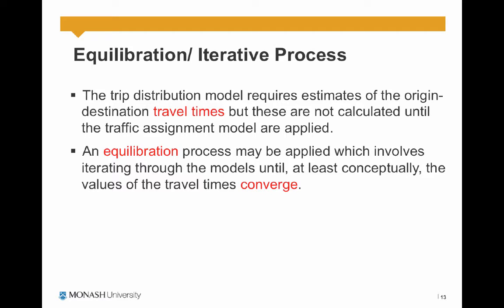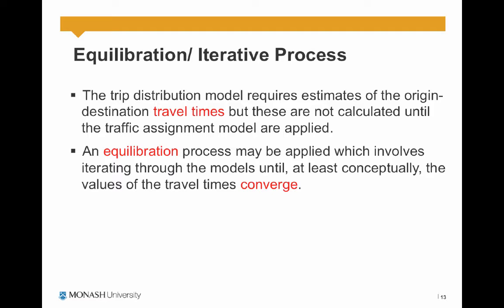One of the inputs of the trip distribution stage is travel times between origins and destinations, between zones i and j. But at the beginning, we don't really have the travel times because we haven't yet estimated any traffic or travel times or any link volumes. So we start with some assumed travel times, usually free flow travel times between zones.